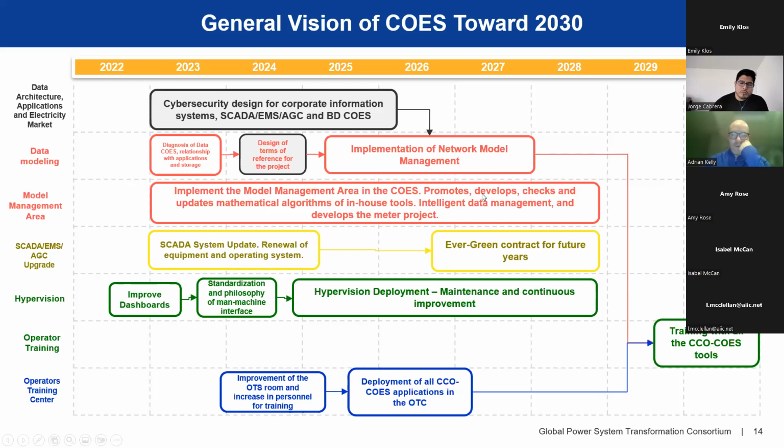We have to promote, develop, check and update the mathematical algorithms for our in-house tools, intelligent data management, and develop the meter project. The meter project is to get the data from each generator from the metering devices directly. Okay, regarding the SCADA, EMS, and the AGC upgrade, we are working with the specific vendor to make the system upgrade and renewal of the equipment and operating system.